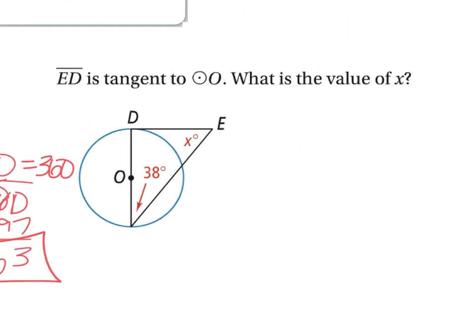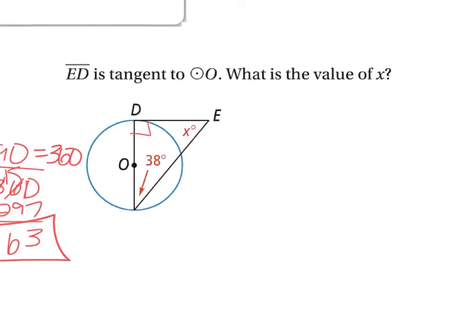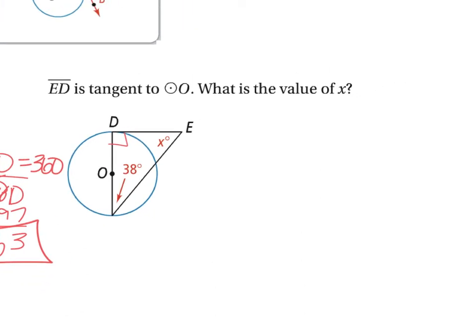Okay, here's another problem. ED is tangent to circle O. So ED is the tangent. That means it makes a right angle. What is the value of X? So now we have a triangle, so it's very similar to the last problem. We're going to have X plus 90 plus 38 equals 180.